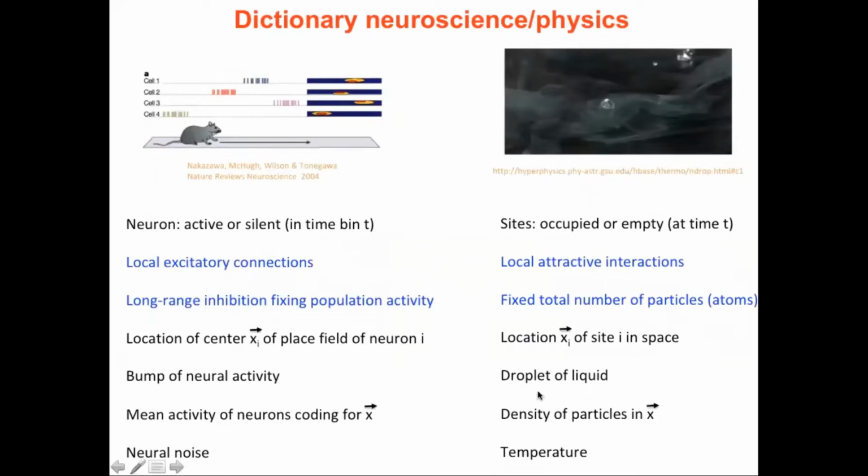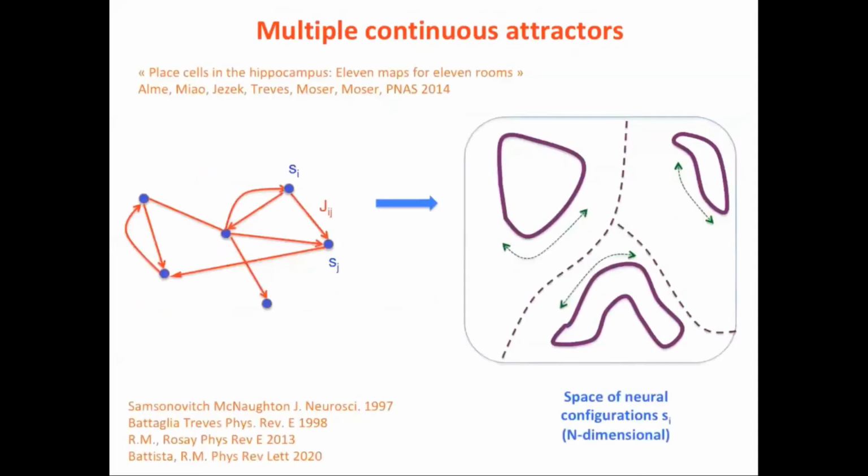Now, the droplet of liquid I had in the physical model corresponds to the bump of neural activity in the neuroscience model. The mean activity of the neuron coding for the position x corresponds to the density of particles in x in physical space, and the neural noise I introduced in the rate r corresponds to the temperature in the Gibbs measure. Okay, so I will use this analogy very much to make some analytical calculations in a while, so please keep that in mind.